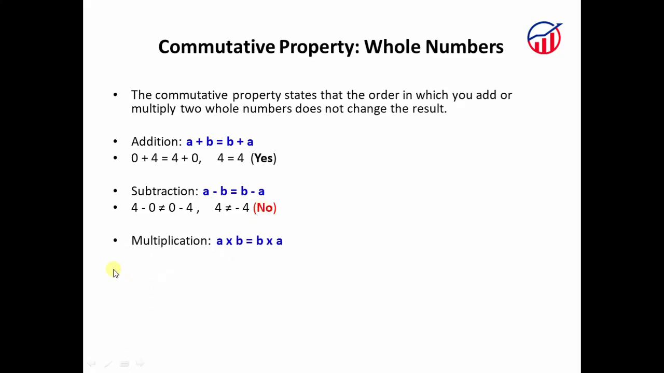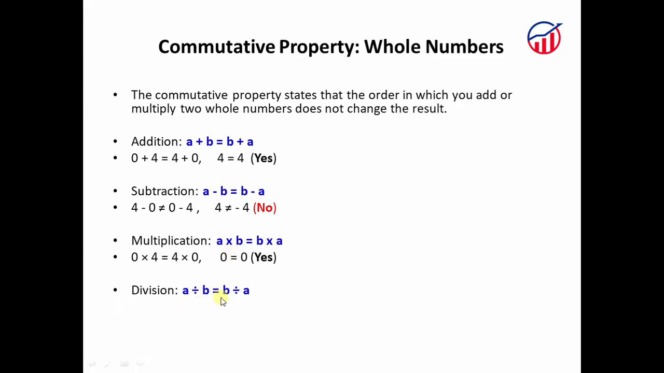Then move on to multiplication. a into b is equal to b into a. Let's say a is 0 and b is 4. So when you multiply 0 into 4 or 4 into 0, on the left hand side 0 into 4 is 0, and on the RHS 4 into 0 is 0, which is true, hence it is true for multiplication.